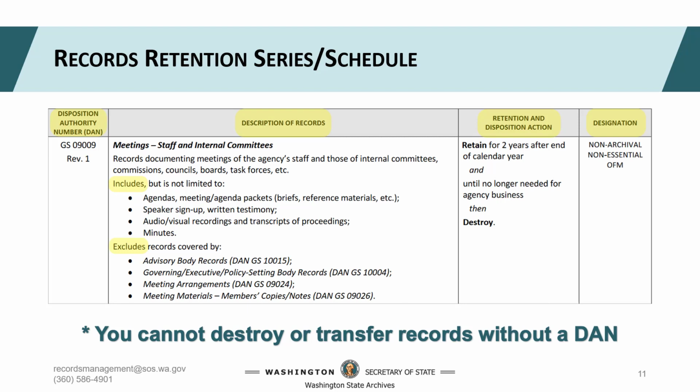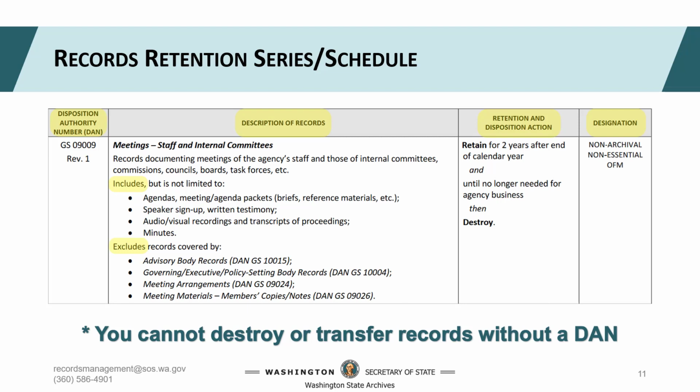This is a screenshot of one record series, meetings, staff, and internal committees that you'll find in CORE and the State General Schedule. Retention schedules are lists of record types an agency manages, much like any list you create or use in your work. Each type of record has a disposition authority number, or DAN. DANs are unique identifiers that authorize the retention and disposition of a record.